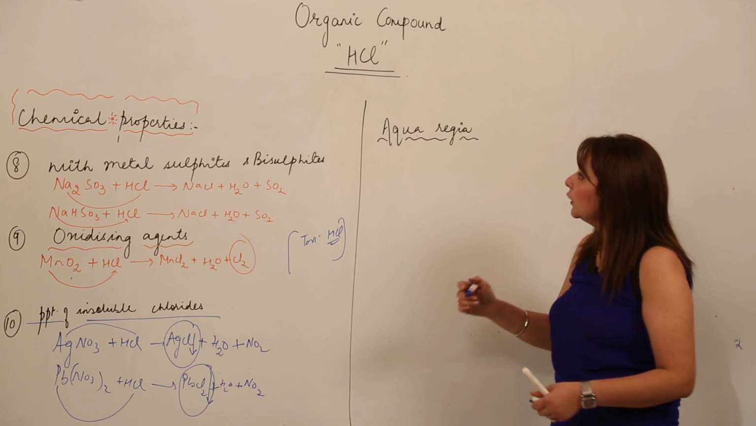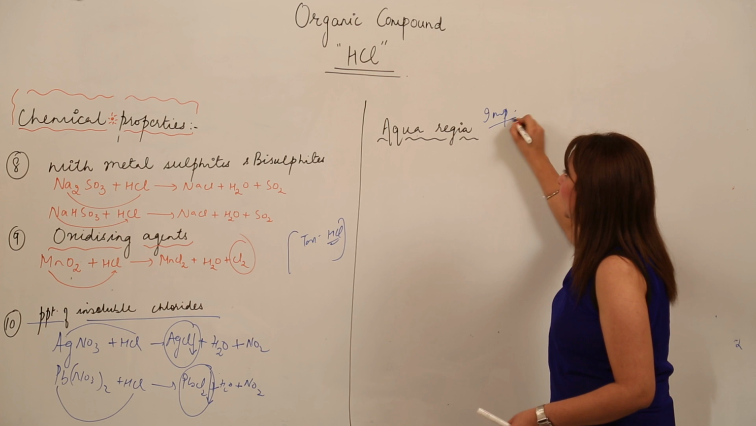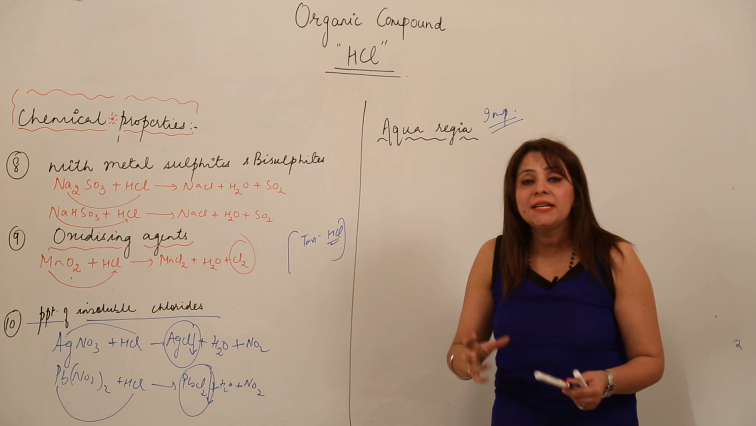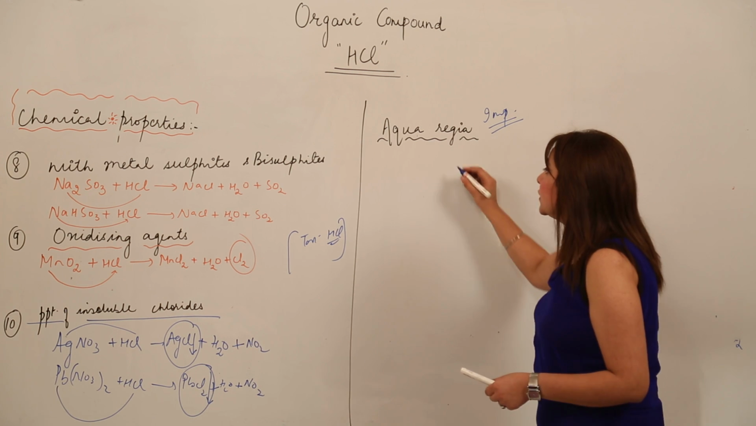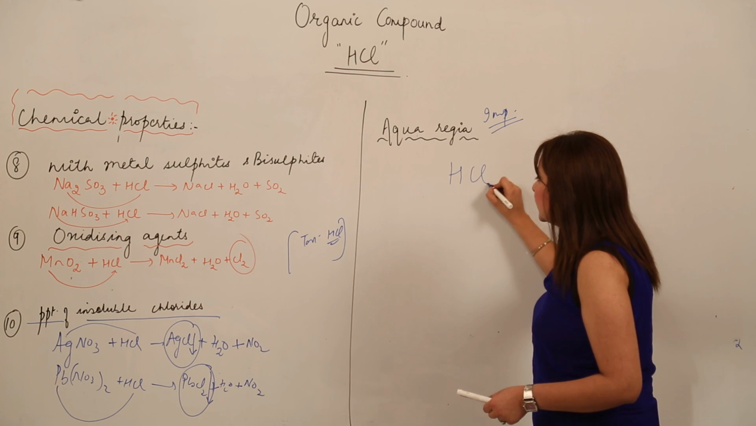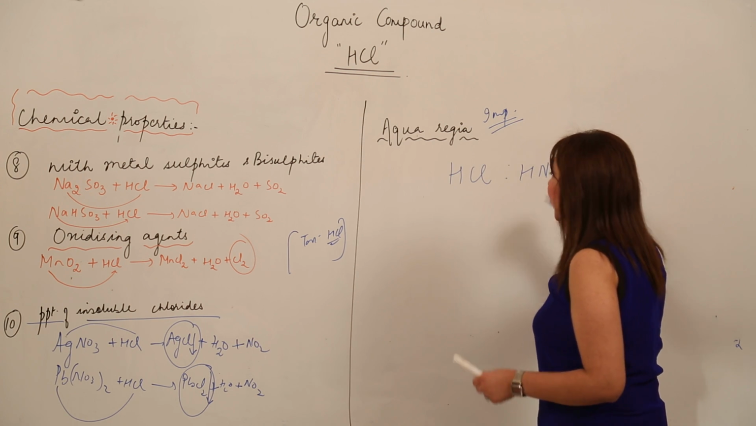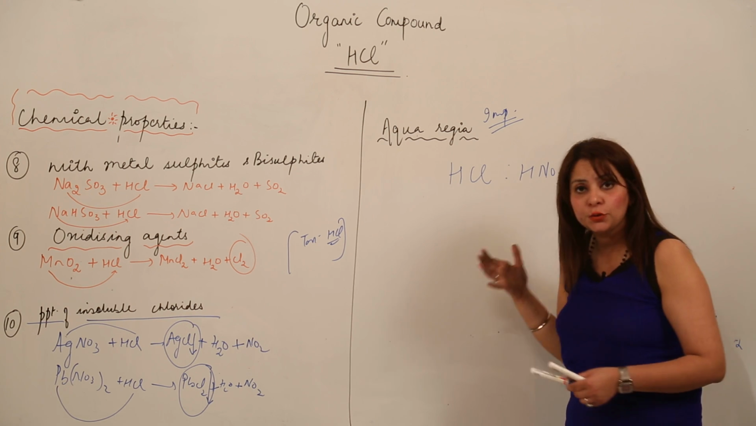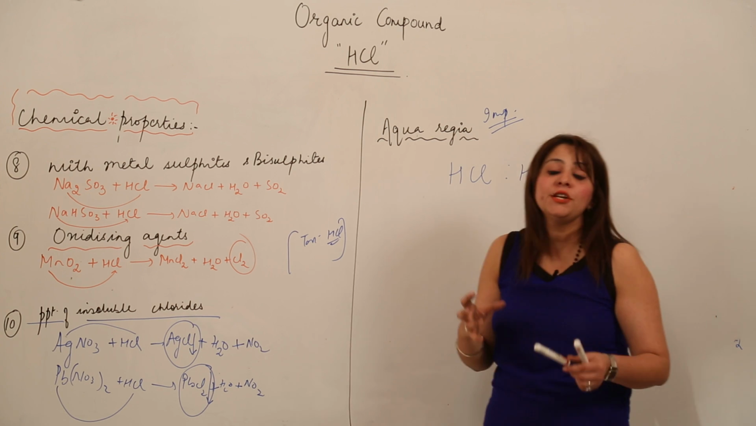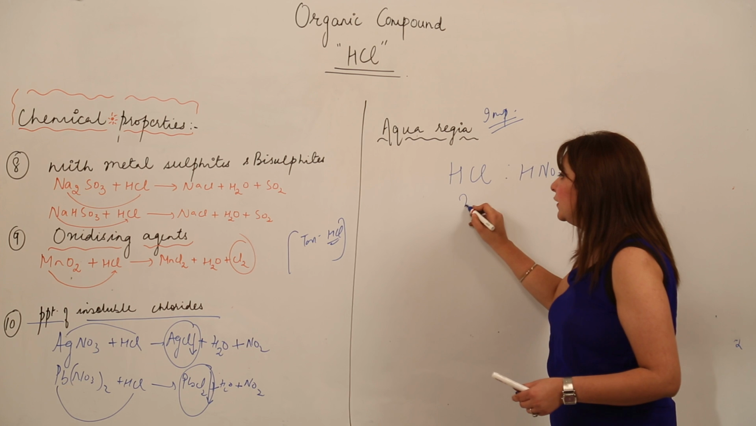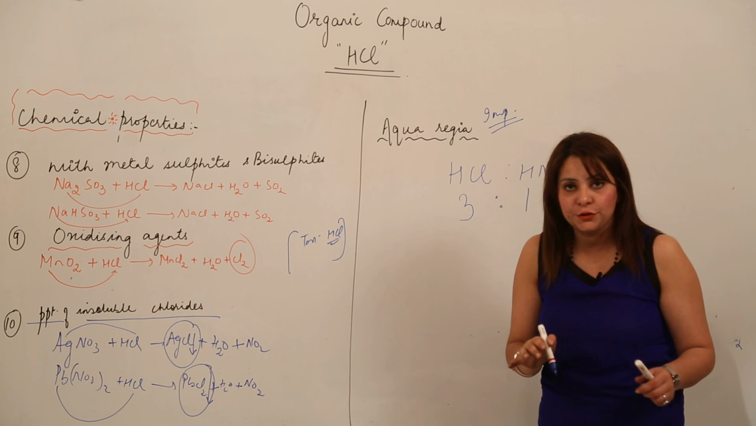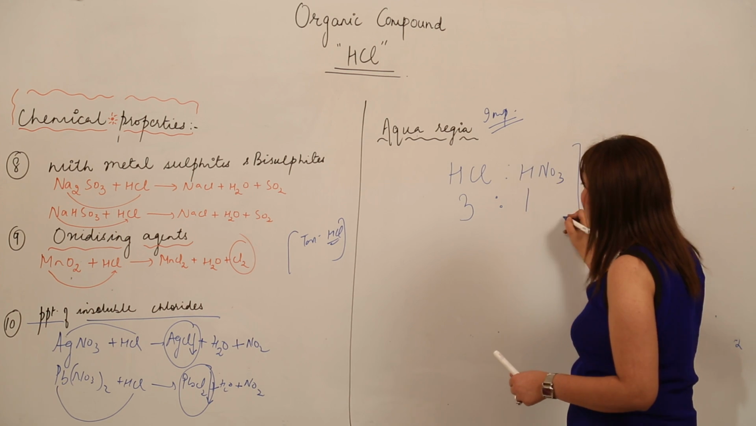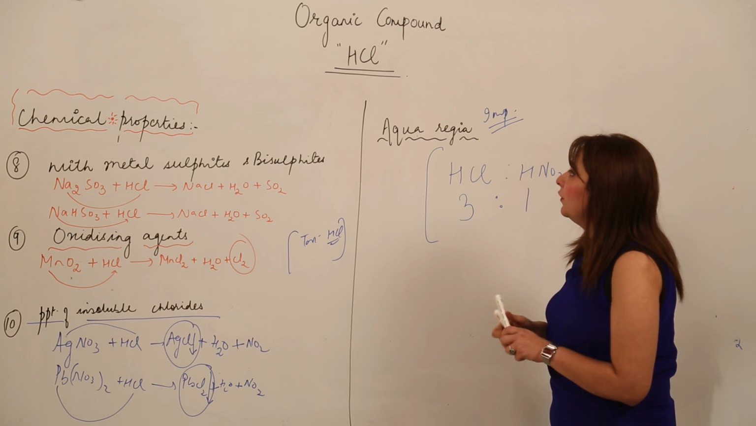The next question is a very important one which you get in the paper: what is aqua regia? It is a mixture formed by mixing HCl with HNO3. First of all you should know the constituents of aqua regia: HCl with HNO3. Now the composition, or you can say the ratio of volume, is fixed. HCl is taken in 3 parts and HNO3 in 1 part, meaning the ratio of their volume is 3:1. When we mix them, it forms aqua regia.